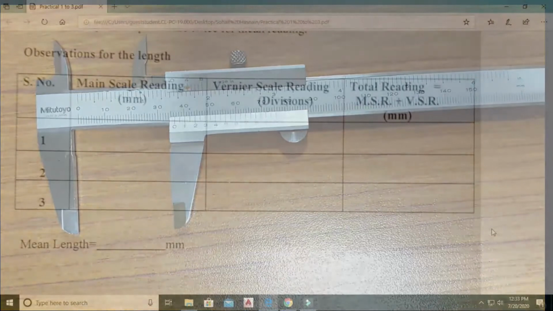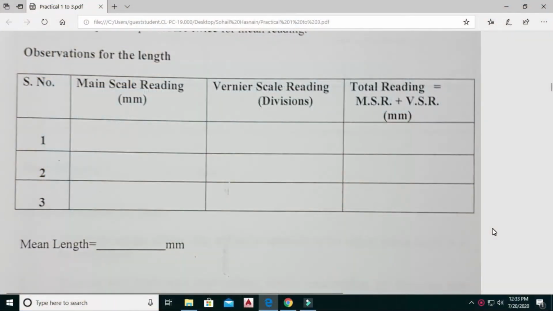Hello students. Now, as we showed you in the demo video how to take the readings of length, diameter, and depth, now let us see how to fill the observation chart for length. The main scale reading comes out to be 41 millimeter, so write down 41.00 here.